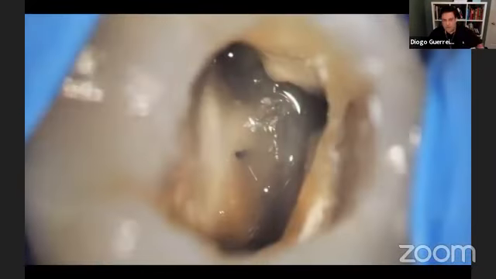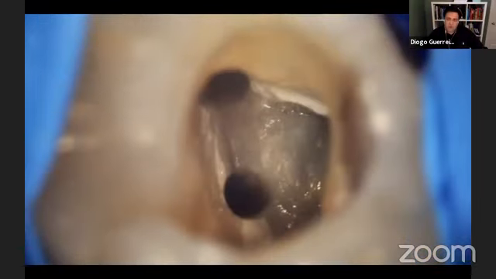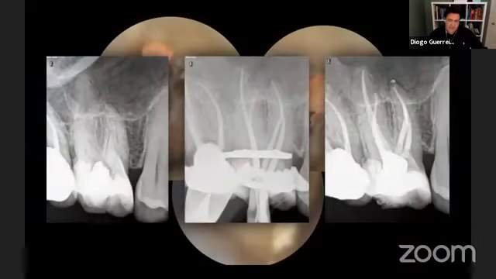So just an image of an MB2. We enlarge in order to disinfect that space, and we seal that space. And that's our objectives in a root canal procedure.